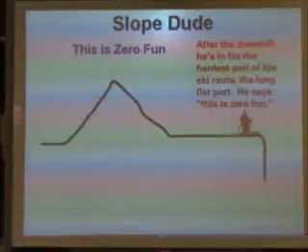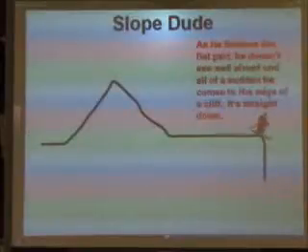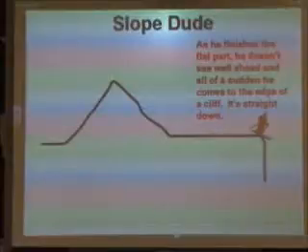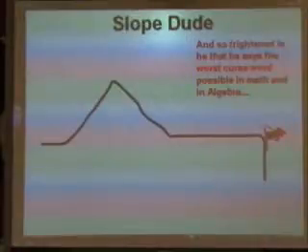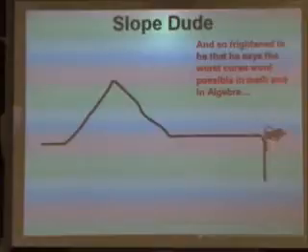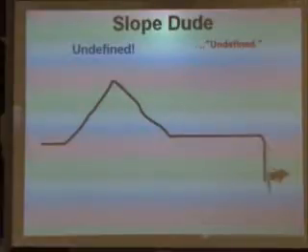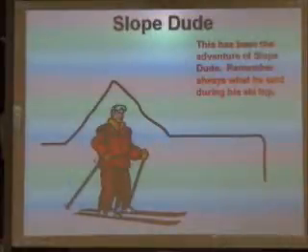And as he finishes the flat part, he doesn't see well ahead, and all of a sudden, he comes to the edge of a cliff. It's straight down. So frightened is he that he says the worst curse word possible in math and in algebra: undefined! This has been the Adventure of Slope Dude.